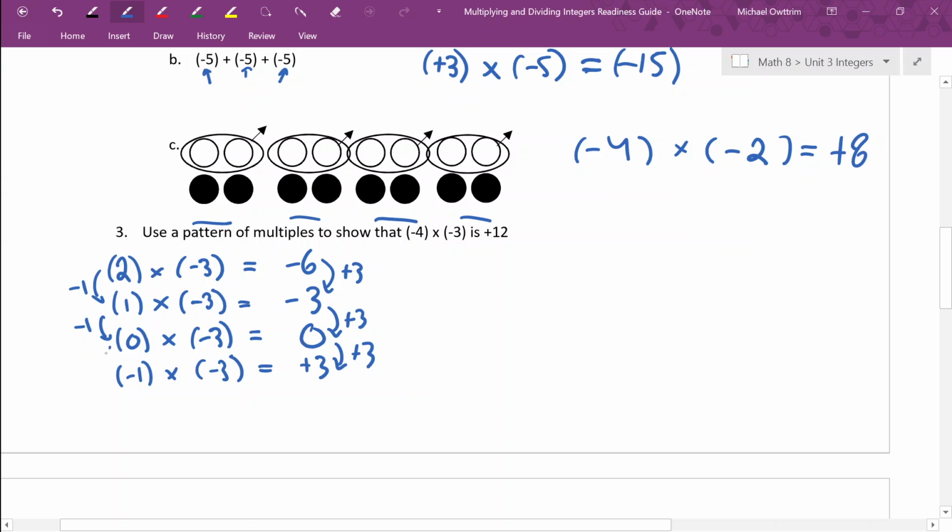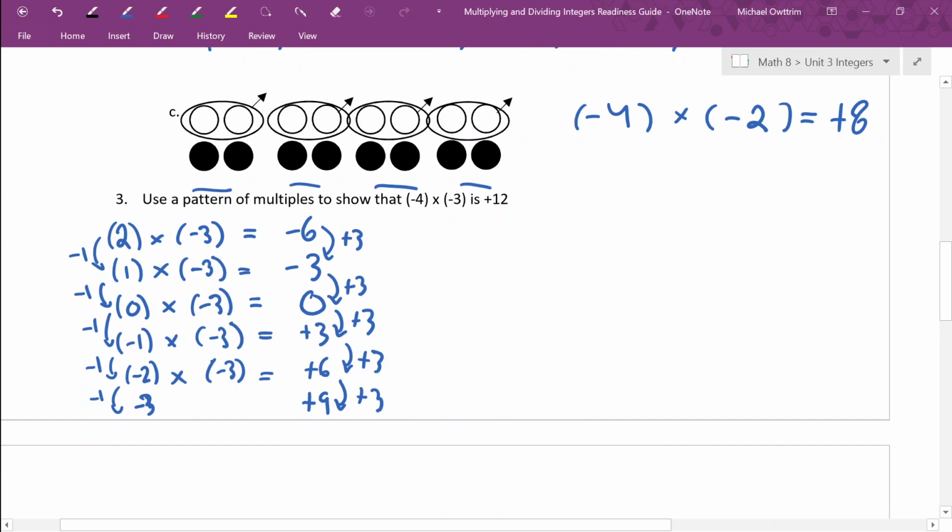So if we continue going in that pattern, we're going to decrease by 1 again to negative 2. And we're going to increase by 3. We're going to increase by 3. And I'll just keep going here off the page. Decrease by 1. Increase by 3. So we could say that, in fact, our positive 4 times negative 3 is, in fact, equal to positive 12.